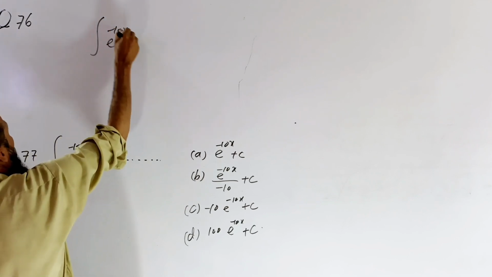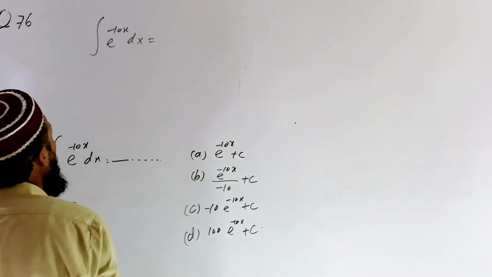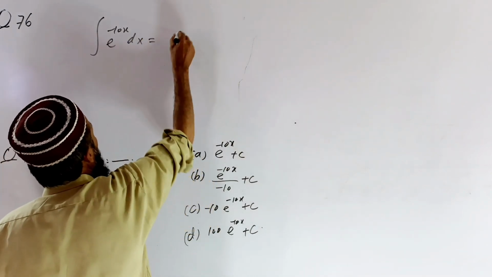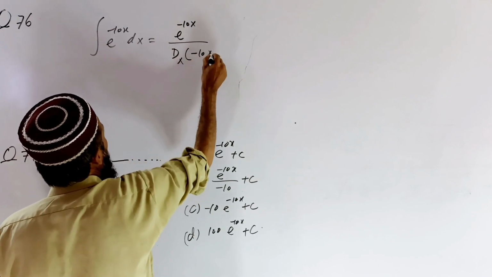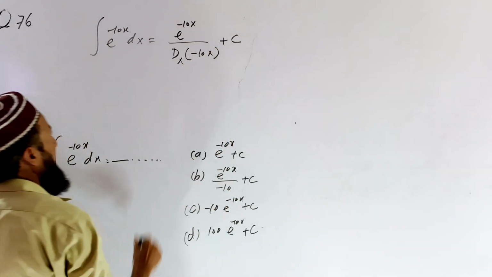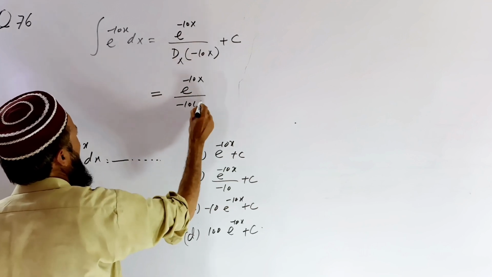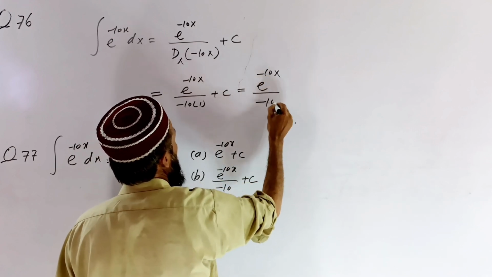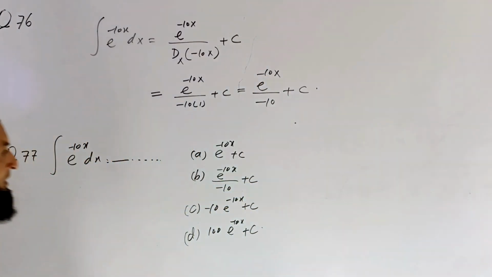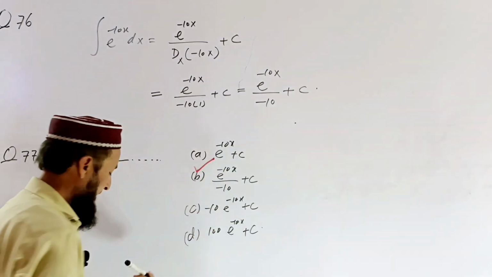Integration of e power 10 power x dx. So according to the formula, integration of e power x is equal to e^x, and further the derivative of the function in the denominator, so 10 minus 10x. So we get the answer e power minus 10x divided by minus 10 into 1 plus c, so it is equal to e power minus 10x divided by minus 10 plus c. Now we check, option B is the correct option here. B is the correct answer.